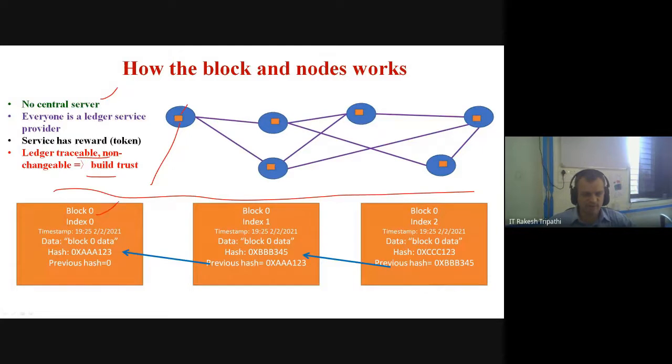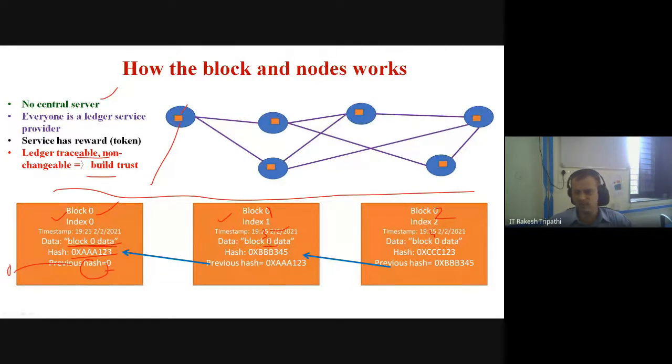So this is block 0. It is holding block 0 data and the hash of this. At this timestamp, this data was added to the ledger, and the previous hash was nothing, so 0. Now this is block 1. This is block 2. There's a typo: block 0 should be block 1, block 2, index 0, index 1, index 2. The timestamp of this, again, you change it, make it 35, make it 45. So at this timestamp, this block was created.